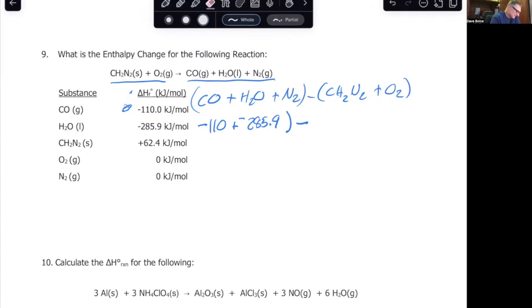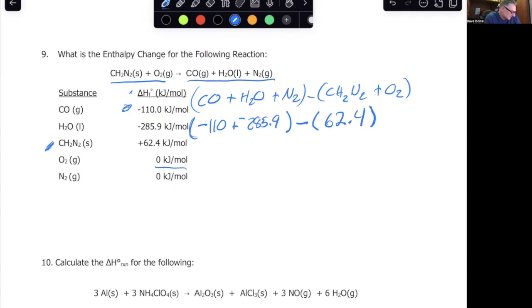Now my initial, I do have here the CH4N2. So minus, and this is a positive, 62.4 plus O2, and O2 is also zero. So remember, delta H is formation, and you don't have to spend energy to form something that's already in its most elemental state. And oxygen is diatomic, so O2 counts. So this would be a pretty simple one.